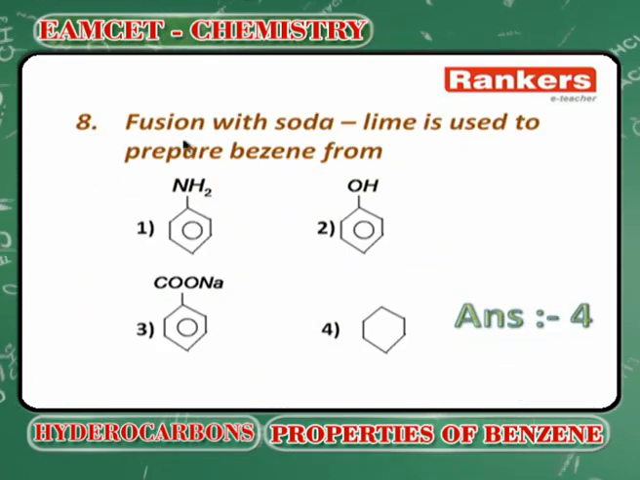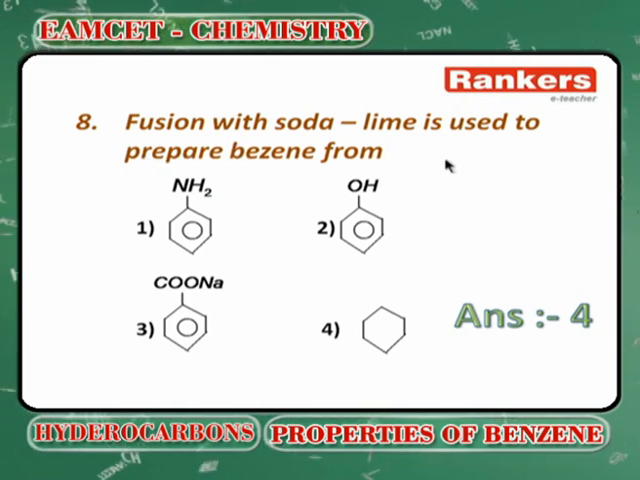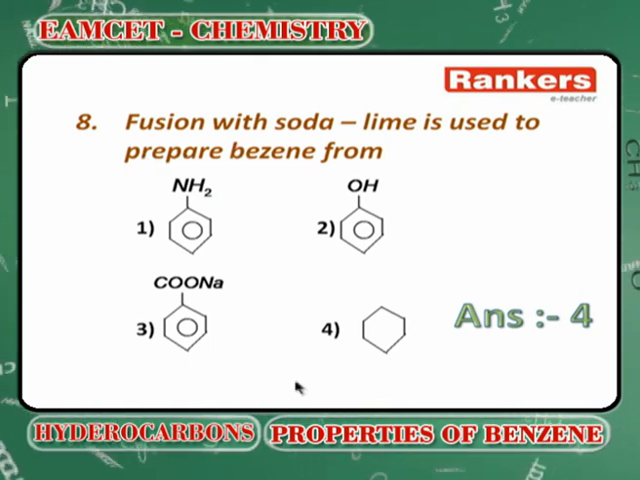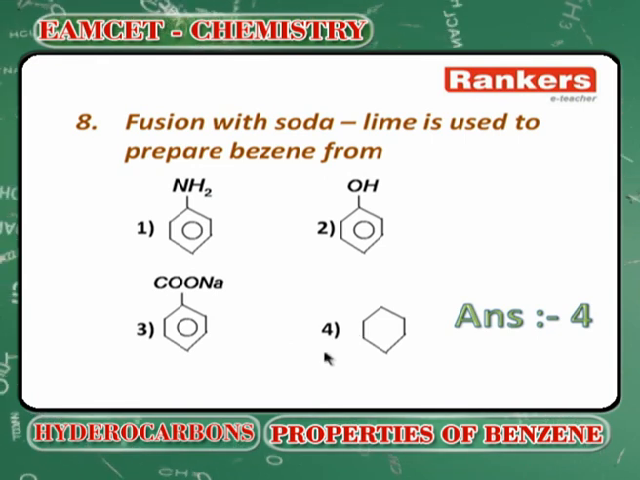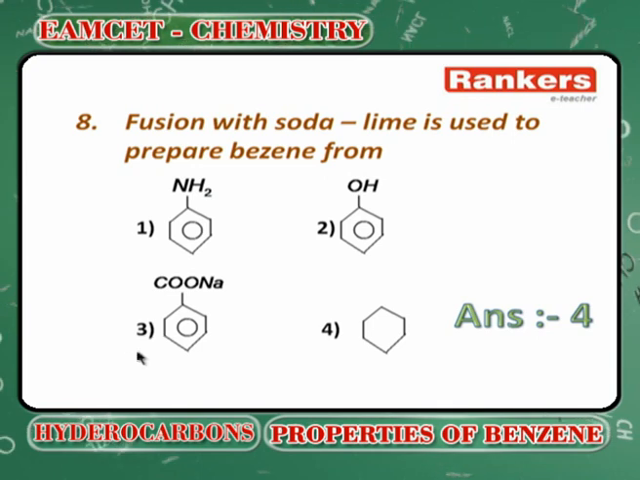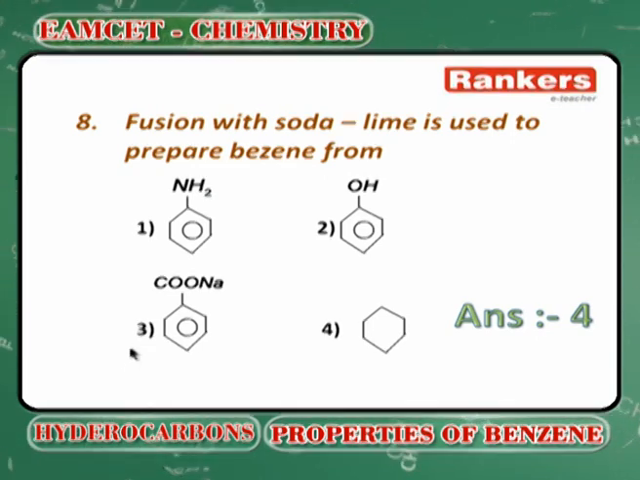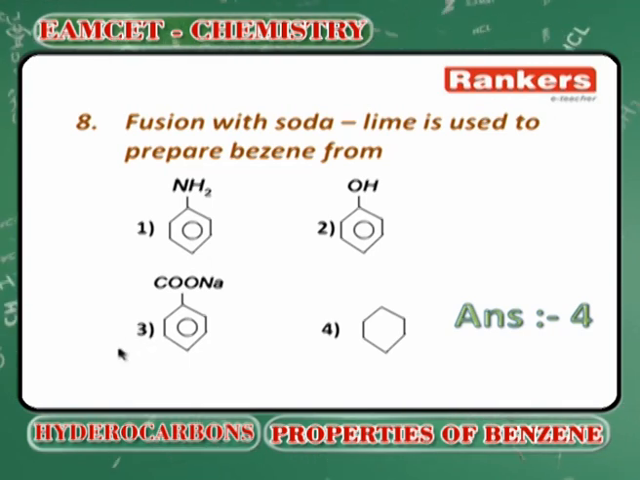Next, fusion with soda lime is used to prepare benzene from a sodium salt of benzoic acid. That is third, the answer is given wrongly. The answer is 3 actually. With benzoic acid, when you use this fusion reaction, sodium benzoate will give benzene. The answer is given wrongly here.